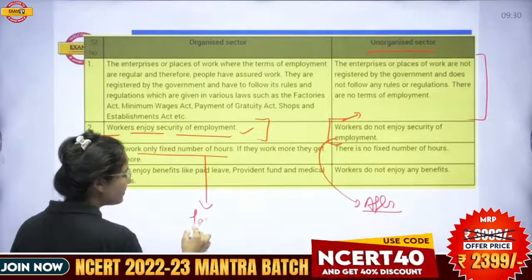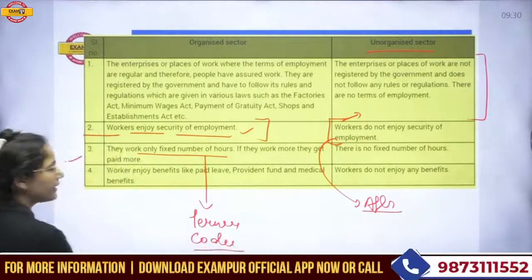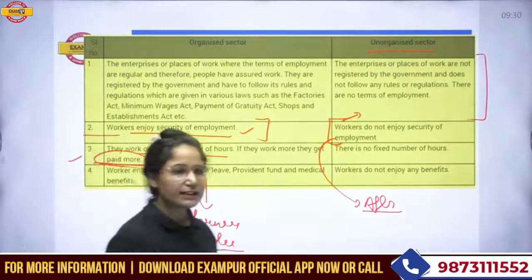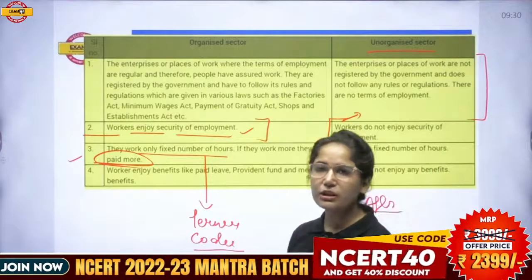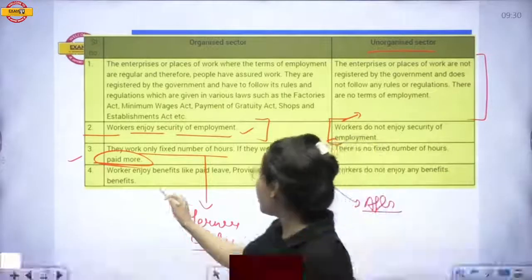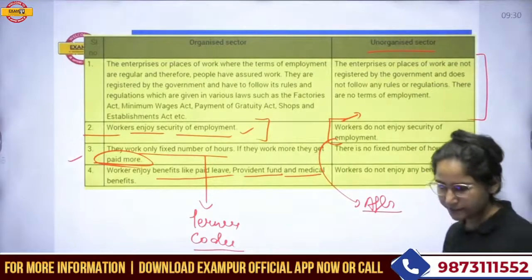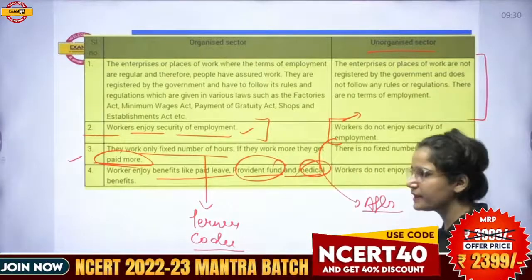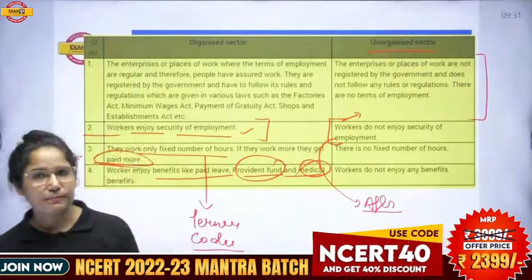So third is all about fixed number of hours. Obviously, proper terms and codes and discipline would be there. If they work more, they are paid more. If things are being registered, acknowledged, and given on the basis of terms, you can make specification. Workers enjoy benefits like paid leaves, provident fund and medical benefits. These would be included in social security.